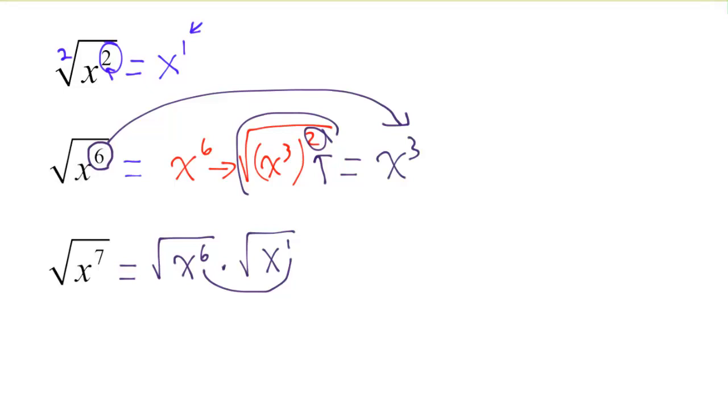So 6 plus 1 still makes 7. So you still get 7 there. The only difference is now x to the 6th will reduce to x to the 3rd, the same way it did above, and you still have a times radical x to the 1st. Now since this x to the 1st is not a perfect square, it cannot come outside of the radical. It must stay underneath, and this ends up being your simplified answer.